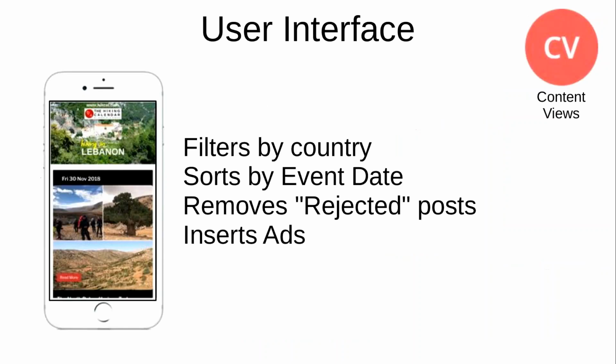The next plugin is called Content Views. Content Views is used essentially for the user interface in order to produce these little pictures, but also to filter them by country, sort them by date, remove certain tags, the rejected tags, and insert ads. Quite a good plugin also, while I have a few problems with the user interface yet. It's maybe due to some conflict with other plugins.